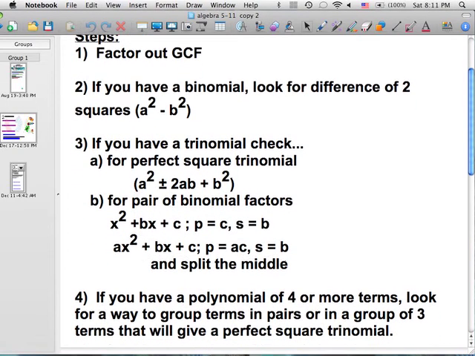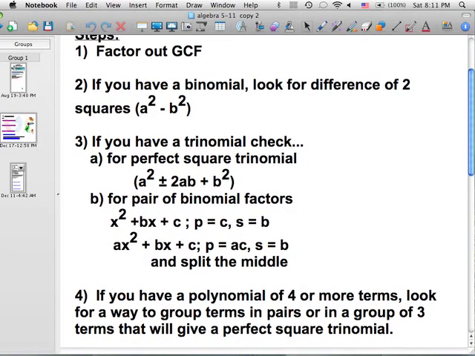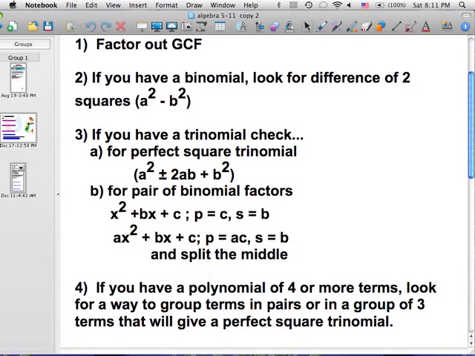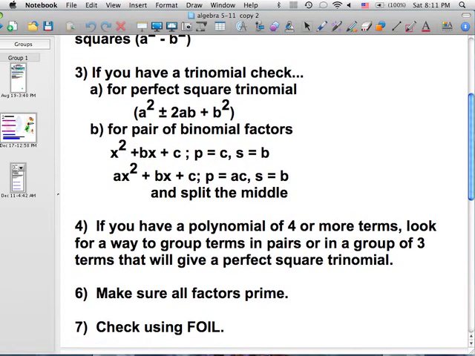And if you have a polynomial of 4 or more terms, look for a way to group the terms in pairs or in a group of 3 that will give you a perfect square trinomial. When you're done, be sure all your factors are prime and check using FOIL.